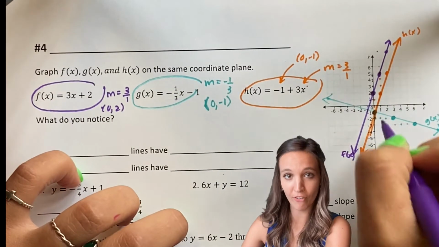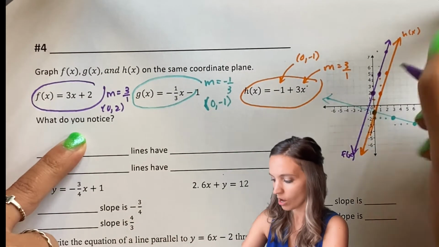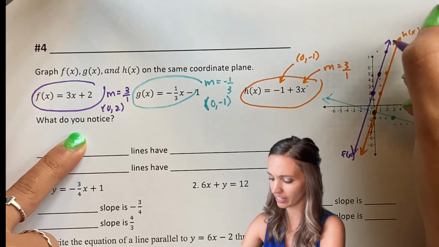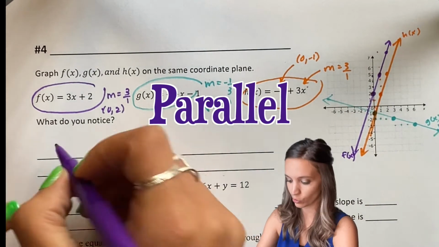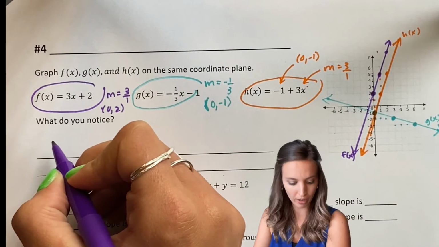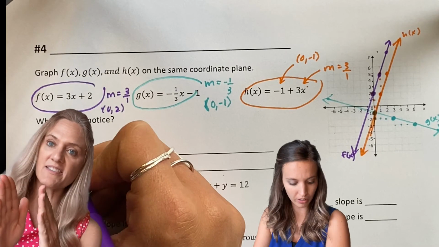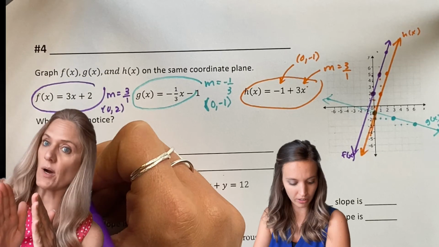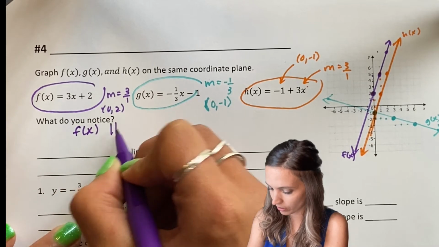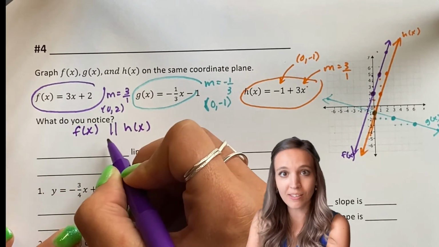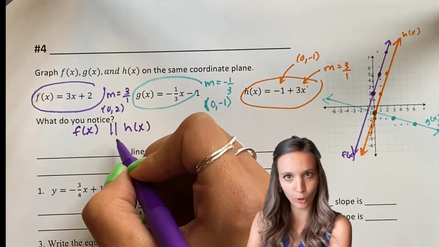Now that I have all 3 functions graphed, it asks what I notice. Well, if I look, I can kind of compare f of x and h of x like they're 2 parallel lines. So I could say f of x and h of x are parallel. Parallel would be 2 lines that extend indefinitely and never cross. So f of x parallel to h of x. Do you remember that symbol from geometry? It's kind of a nice shortcut here.